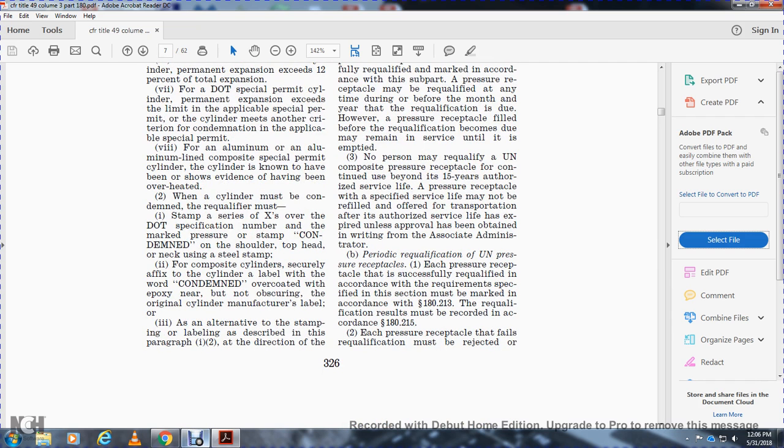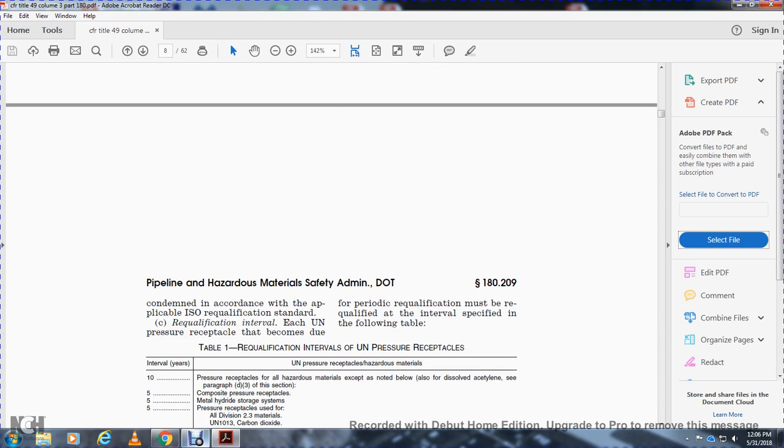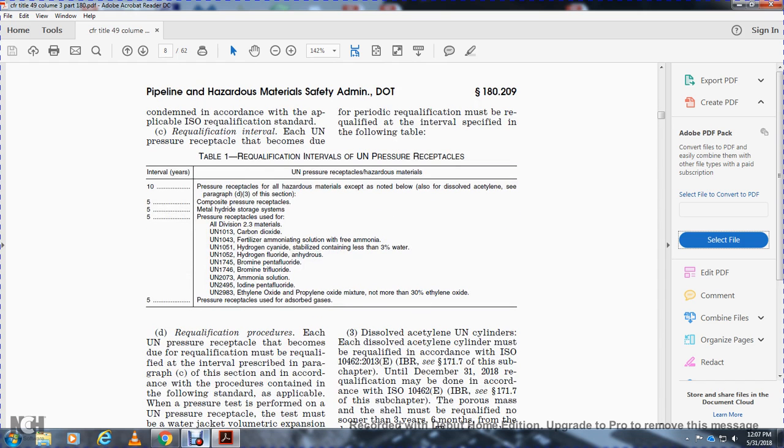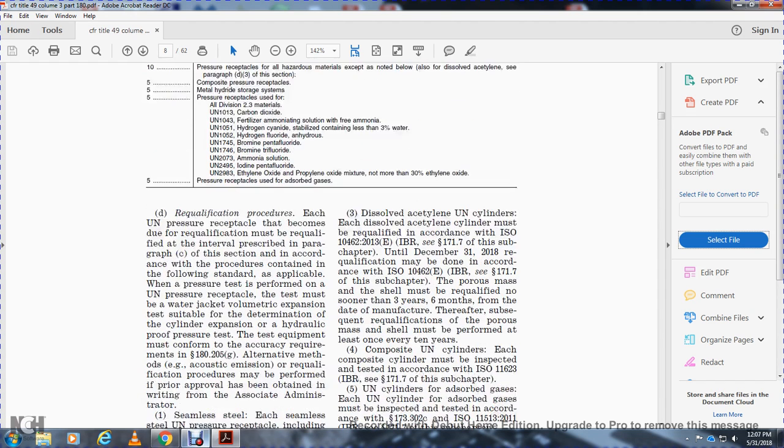B. Periodic requalification of UN pressure receptacles. Each pressure receptacle that is successfully requalified in accordance with the requirements specified in this section must be marked in accordance with 180.213, and the requalification results must be recorded in accordance with 180.215. Each pressure receptacle that fails requalification must be rejected or condemned in accordance with the applicable ISO requalification standard. The requalification interval of the UN pressure receptacle must be the interval specified in the following table. Table 1: requalification of UN pressure receptacles.